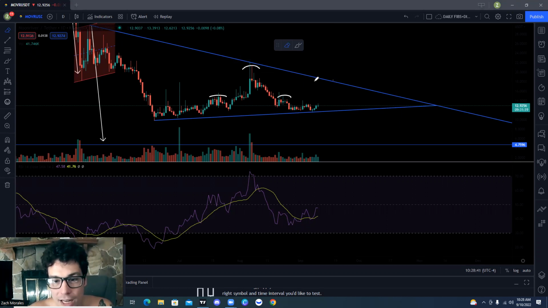The more times you test something, the weaker it gets. So if we come up here, test it, and then bounce back down, come through here, test it, and bounce back down, one of these lines is going to have to break from testing it so much. It's either going to be this line here, and we're going to move back to the downside, or it's going to break through this line here and move to the upside.